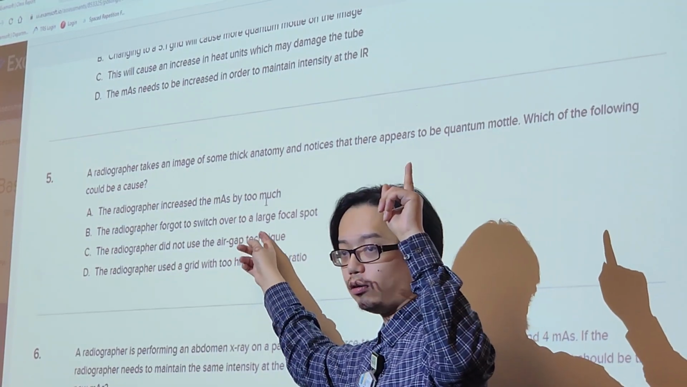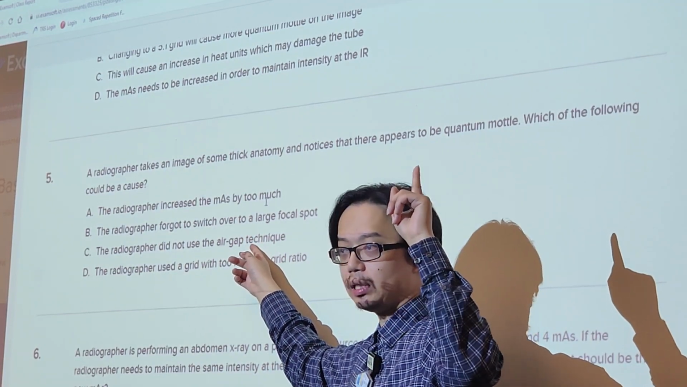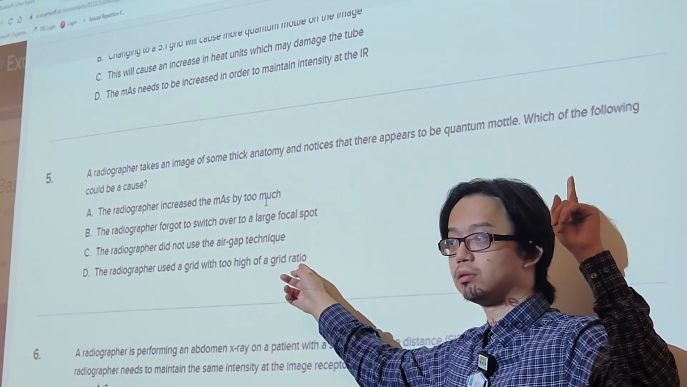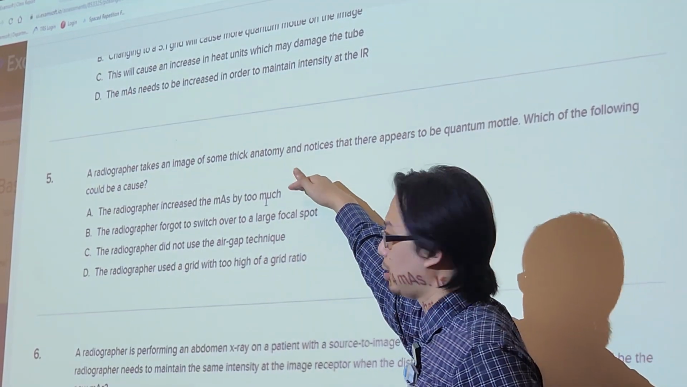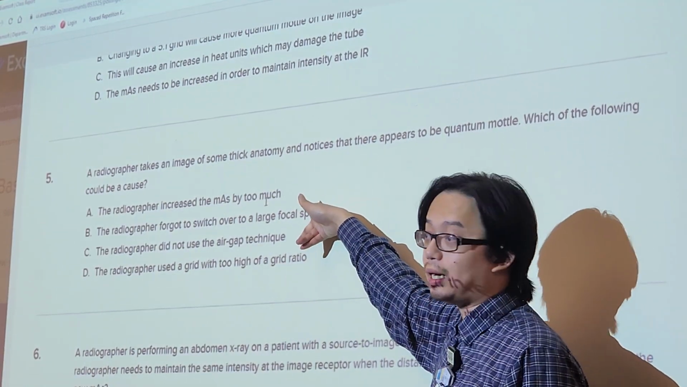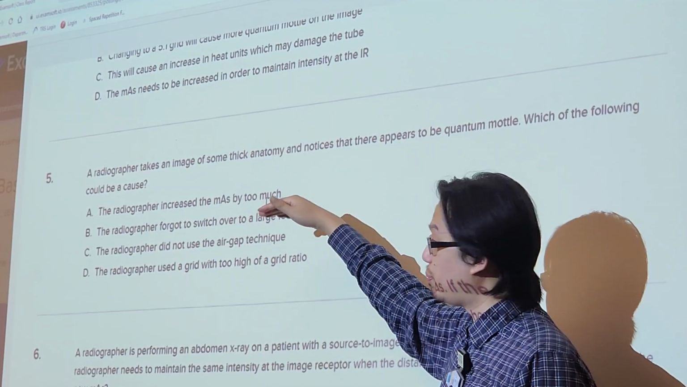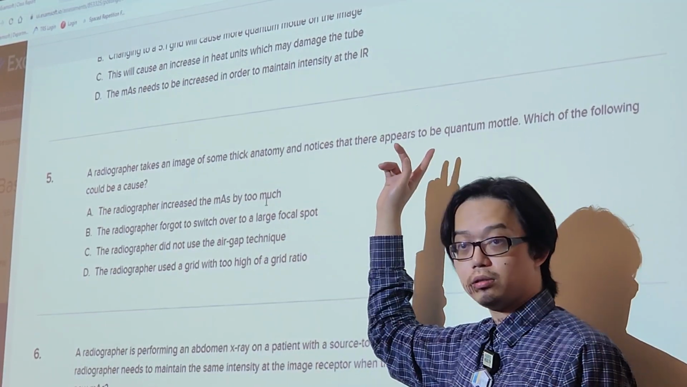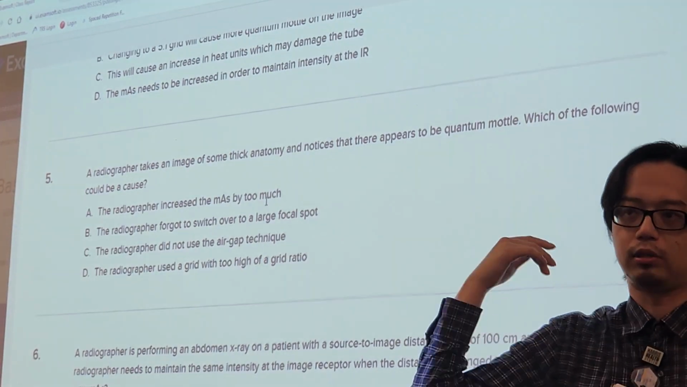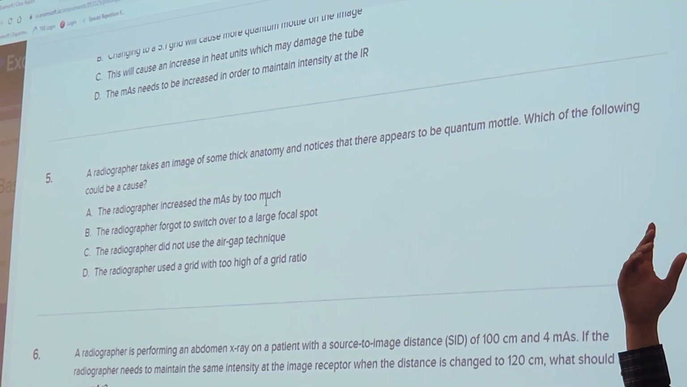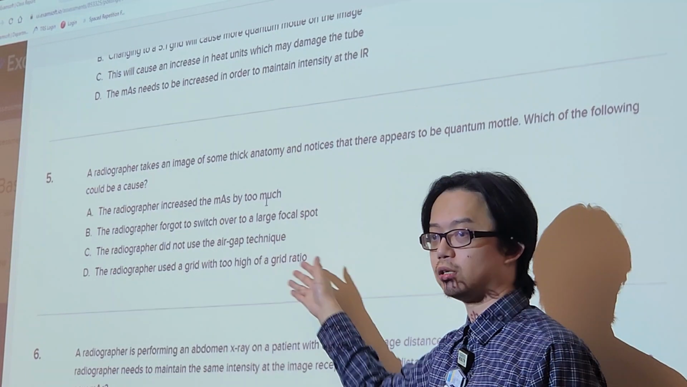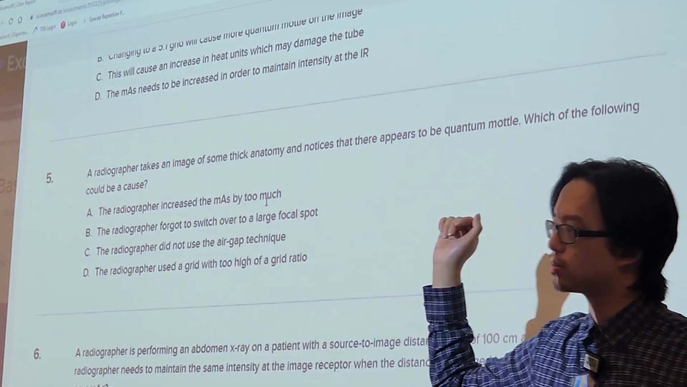So if we have less OID, if you have no air gap, your intensity will increase. And what happens if you use a high grid ratio? It decreases. So you've got up, nothing, up, down. So chances are it's not going to be the ones that both go up. It's going to be one of the other two. So then we go back to our question: quantum mottle or quantum noise. As long as you remember that quantum noise is associated with not enough X-rays, you just look for the one where the number of X-rays is going down. Does that make sense? Perfect.